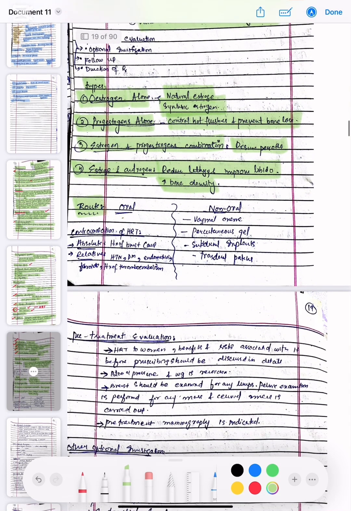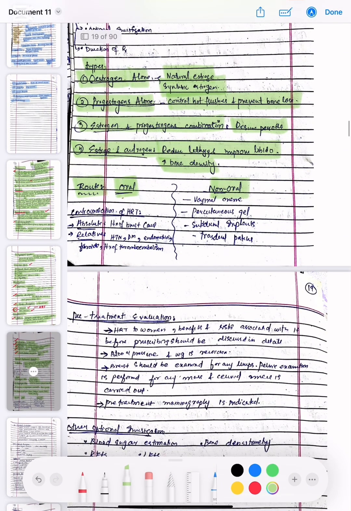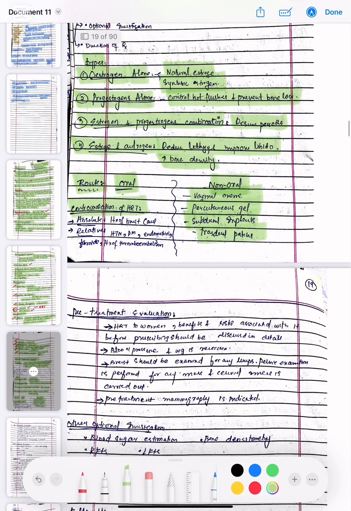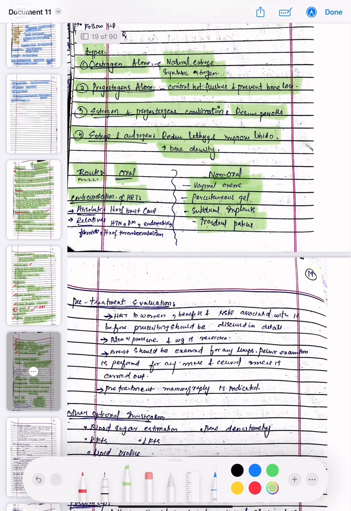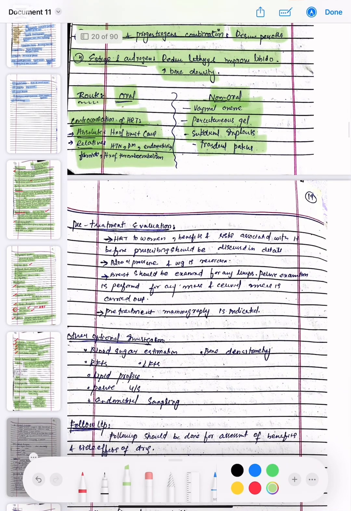Now the routes for hormonal replacement therapy are both oral and non-oral. The non-oral methods are the vaginal, the percutaneous gel, the subdermal implants, and the transdermal patches. The contraindications of hormonal replacement therapy are absolute and relative. The absolute is a history of breast cancer, and the relative are hypertension, diabetes mellitus, endometriosis, fibroids, and a history of thromboembolism.